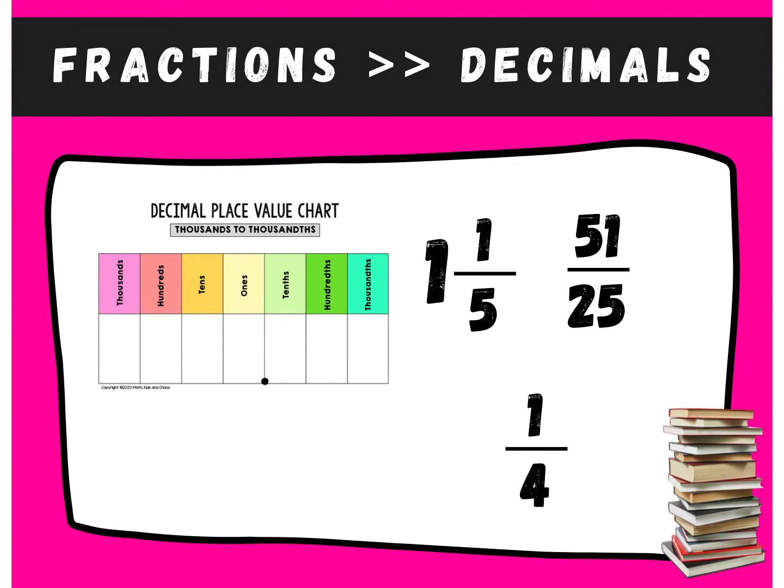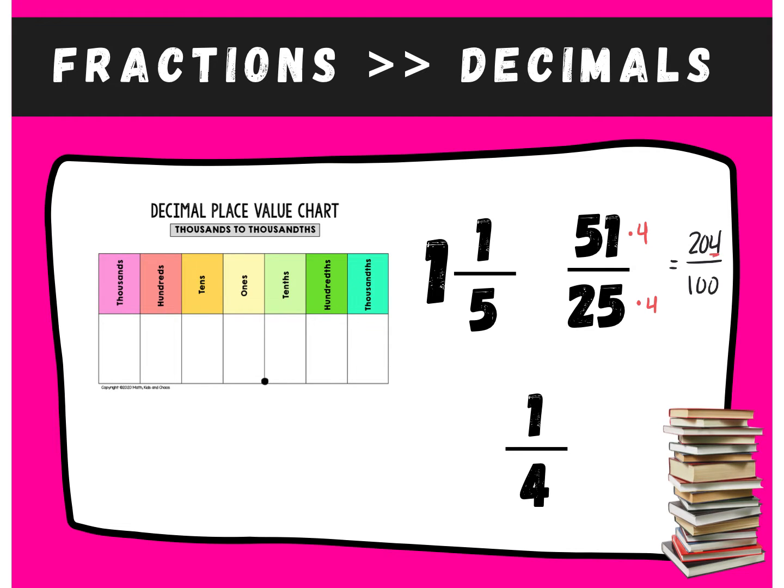Now, there are some fractions with denominators, of course, that are not 10 or 100 or 1,000, but could easily be manipulated to become those denominators. So I'm actually going to start with the one on the right, this one that has a denominator of 25, 51/25. If I multiply that fraction by 4 on the top and 4 on the bottom, it would become 204 over 100, which is 204 100ths.